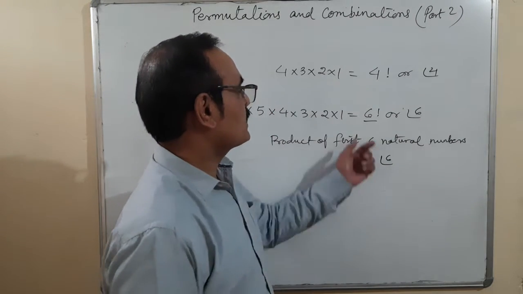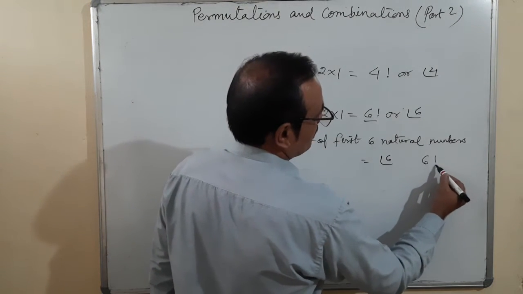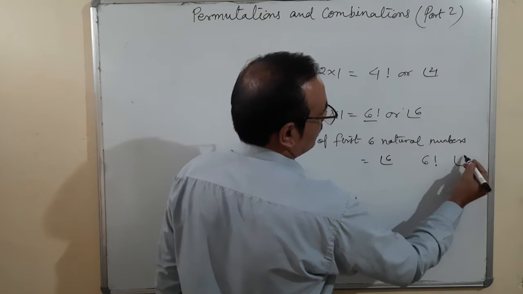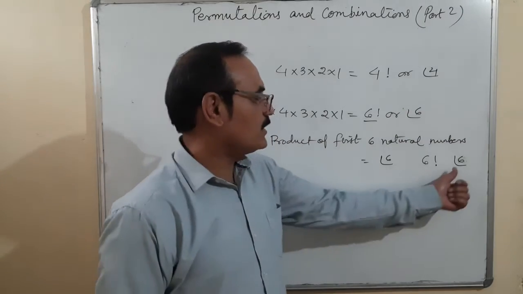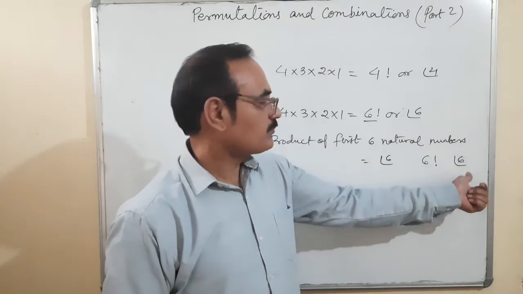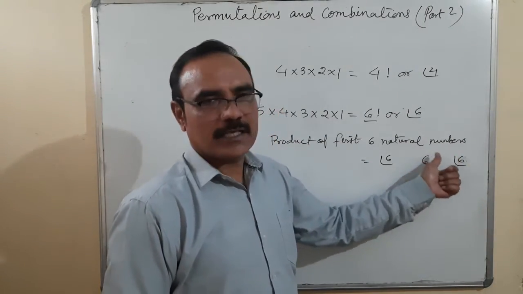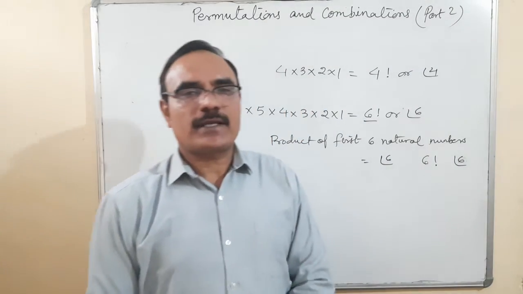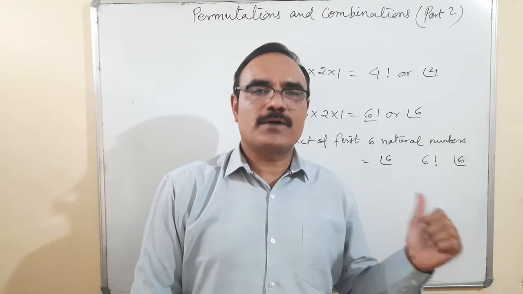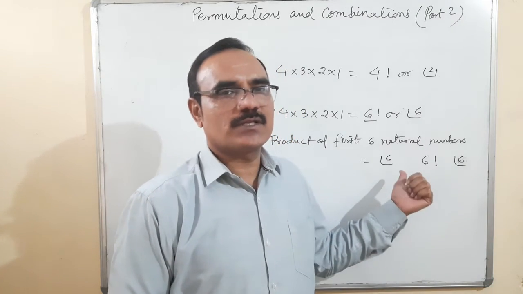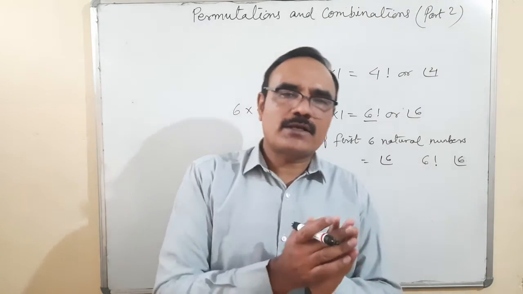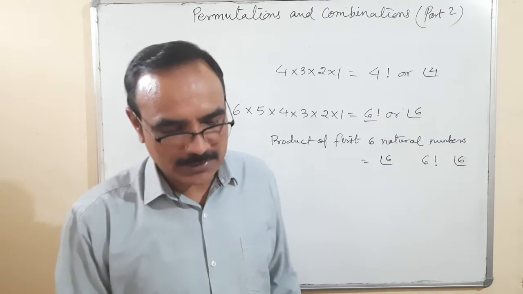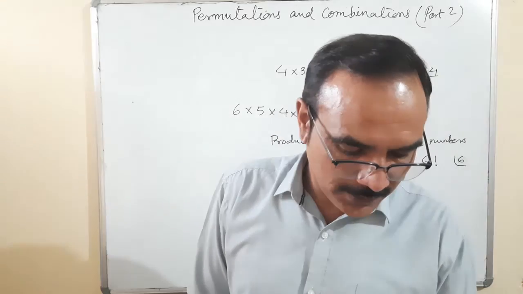By the way, both the symbols are there: 6 with an exclamation mark like this, or the word factorial 6. Generally I will use this term. It's a factorial symbol. This can also be used. Factorial 6. Is that okay? So the product of first 6 natural numbers can be expressed in the form of factorial 6. Product of first n natural numbers can be expressed in the form of factorial n. So this is the concept of factorial.